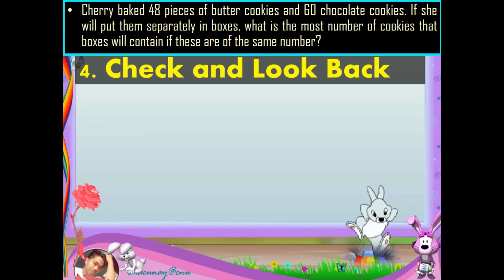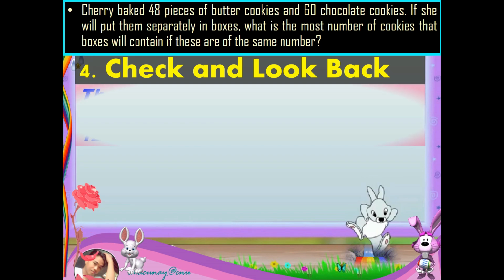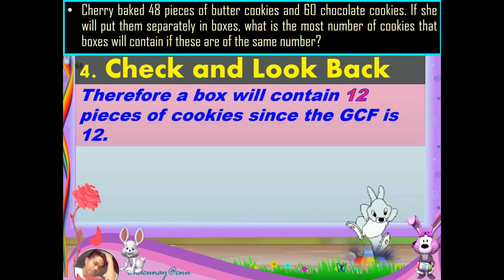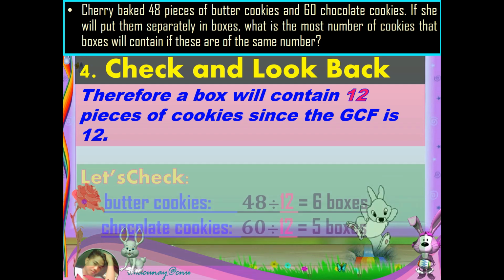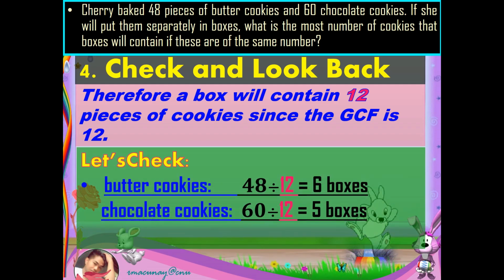We still have step 4, check and look back. So therefore, we could say that a box will contain 12 pieces of cookies since the GCF is 12. Since there are 48 butter cookies, it means that there will be 6 boxes with 12 pieces of butter cookies, while there are only 5 boxes of chocolate cookies containing 12 pieces in each box.